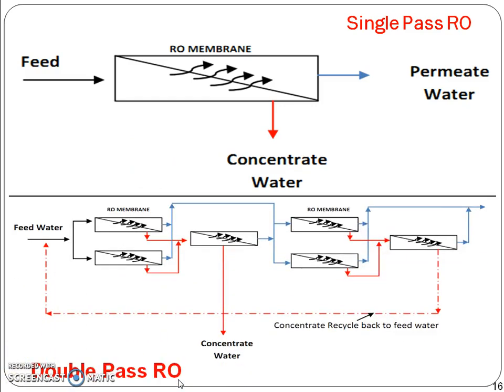Another concept is double pass RO. What happens in this process? Different membranes are arranged in a series parallel to each other. So water passes through different membranes and we get the pure water. By this double pass RO system we can purify water in bulk quantity, and that's why this process is widely used by the industry.